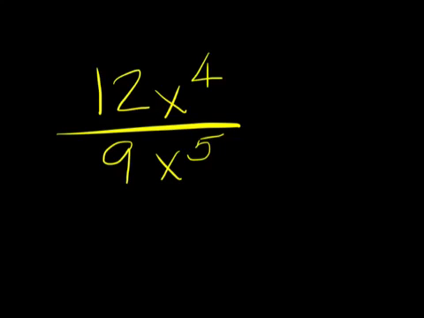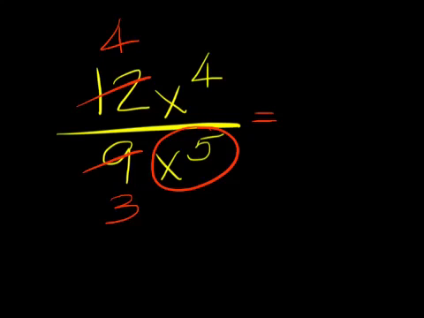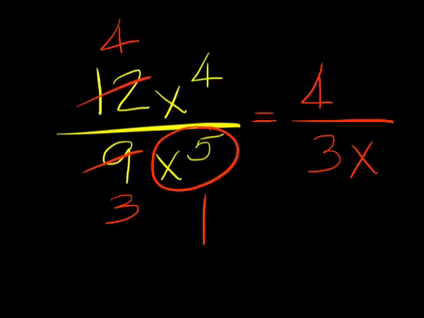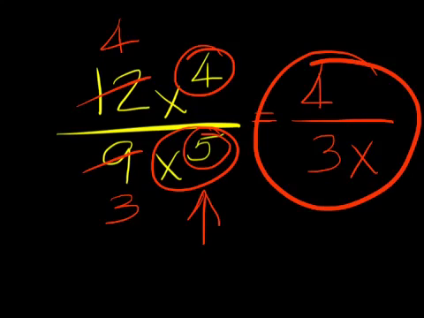The solution for the bonus is that 3 goes into 12 4 times and into 9 3 times. And then you'll have x to the fifth, the largest power, it's on the bottom. So you'll have 4 over 3 at the least, but the x is on the bottom because the largest power is there. 5 minus 4 is 1, so it's x to the first. 4 over 3x.